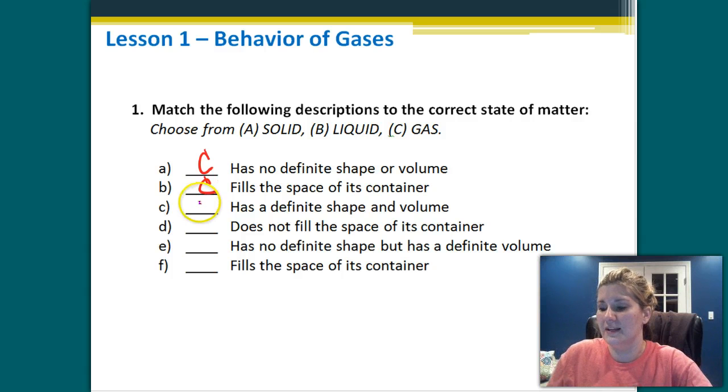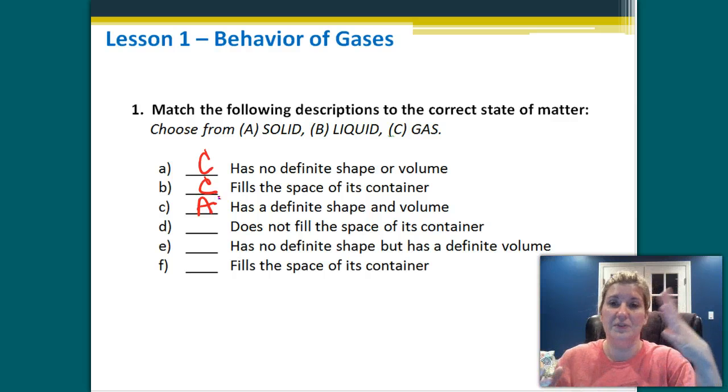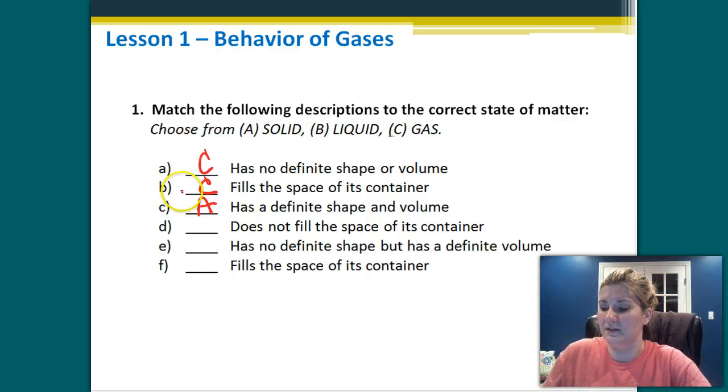Definite shape is always our solids. A penny is shaped like a penny all the time, unless we hammer it to death, right? Does not fill the space of its container. That could be a solid or a liquid, right? Because a gas is the only one that actually fills the space of its container. So I would take there either A or B. And then has no definite shape but has a definite volume. That's an example of our liquids.